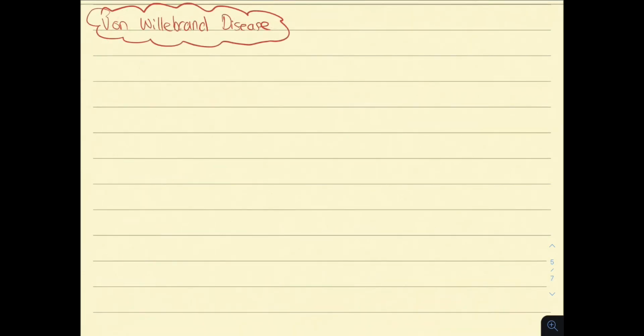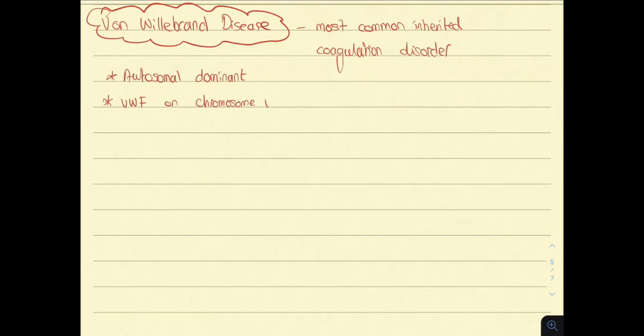So now on to von Willebrand disease. This is the most common inherited coagulation disorder. The reason why I'm discussing it here and not in the primary hemostasis series is because in addition to von Willebrand acting as an anchor for platelets to bind to damaged endothelium in primary hemostasis, von Willebrand factor is also a carrier of factor VIII. This is an autosomal dominant pathology. Von Willebrand factor is found on chromosome 12.